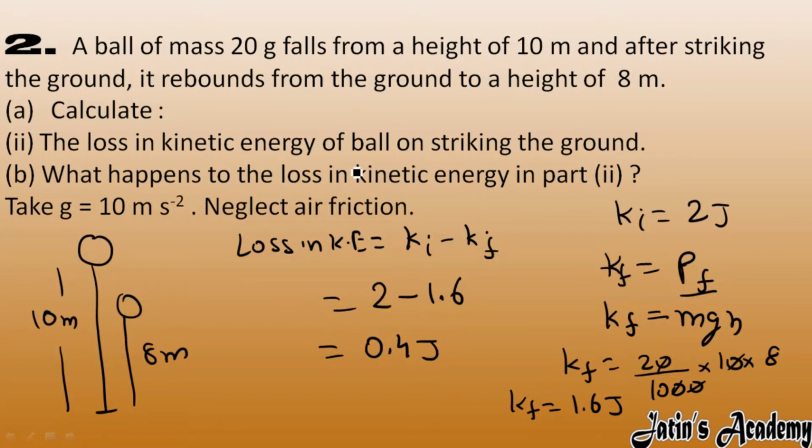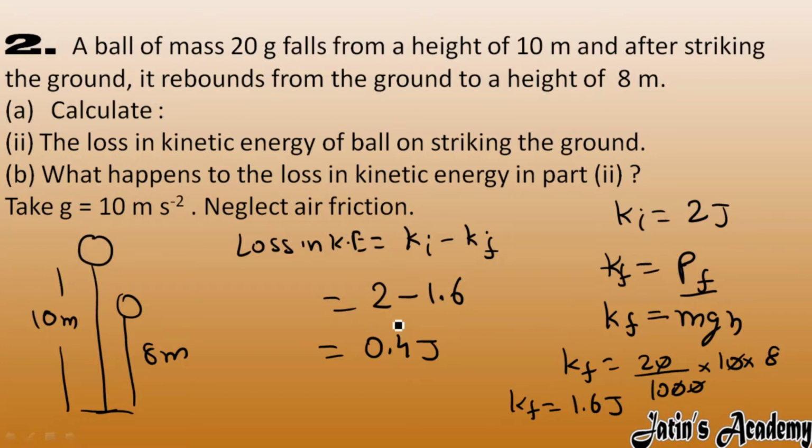Now the question arises, why is there loss in this energy? Means if loss is there 0.4 joule, where does this energy actually go? So when the ball strikes the ground, some form of heat is produced and some form of sound is produced. So this 0.4 joule appeared as heat or sound energy, or is lost as heat or sound energy.